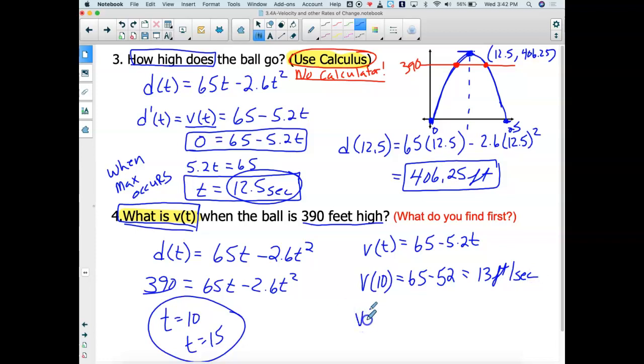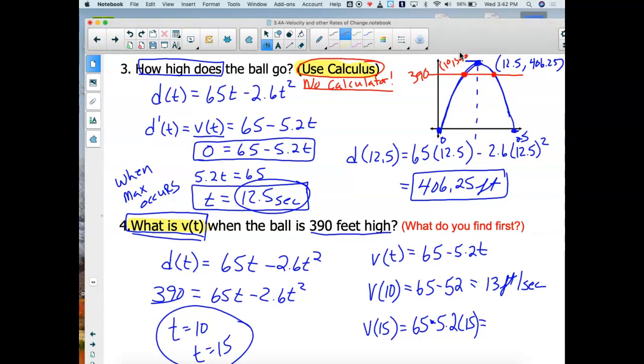And I also need to take v of 15. Now, if you're really thinking about this, you're like, oh crap, minus 5.2 times 15. I need my calculator for that. Think about the wonderfulness of a parabola. When I'm here at 10 seconds, at 390, the velocity is my tangent line there. That's 13 feet per second.